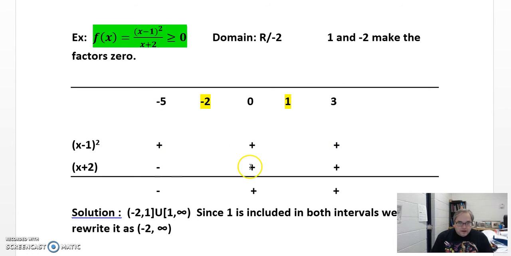And when I count up my negatives here, well, these are positive, positive. One negative makes it negative. So I want basically this to be greater than or equal to 0. That's going to occur from negative 2 to 1 and 1 to infinity. So when I write it out the first time, I'm writing this, negative 2 to 1, including the 1, union 1 to infinity. But since 1's included in both, I may as well just rewrite this as negative 2 to infinity because it could be equal to 0. If it was just strictly greater than 0, I'd have to go with this first interval notation.